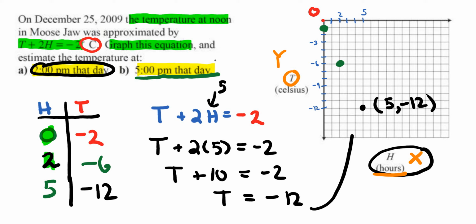Okay, so there you go. The answer to B is going to be negative 12 degrees Celsius, and the answer for part A at 2 p.m. should be negative 6 degrees Celsius. Okay, so that concludes this homework video guide for section 3.3.